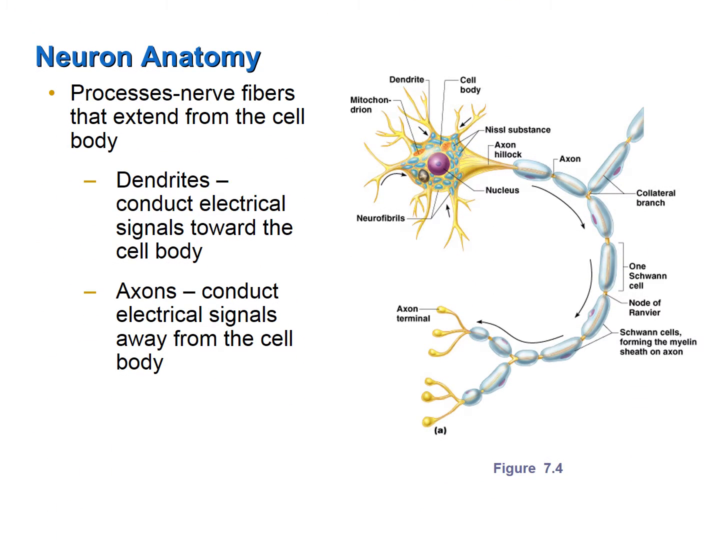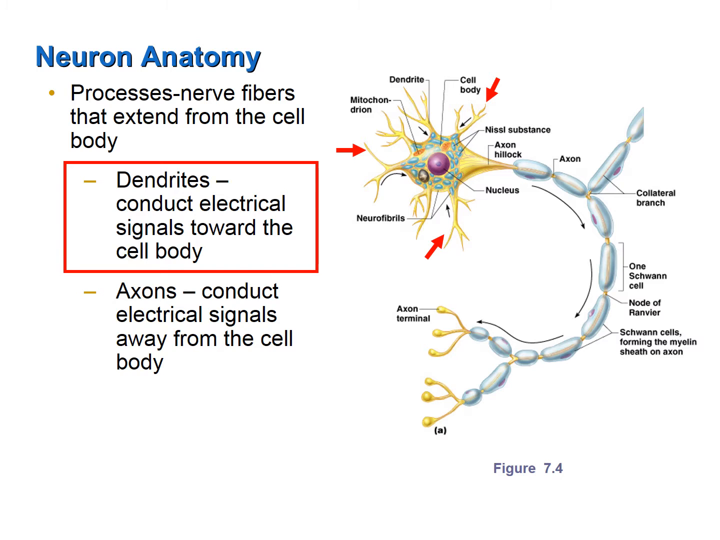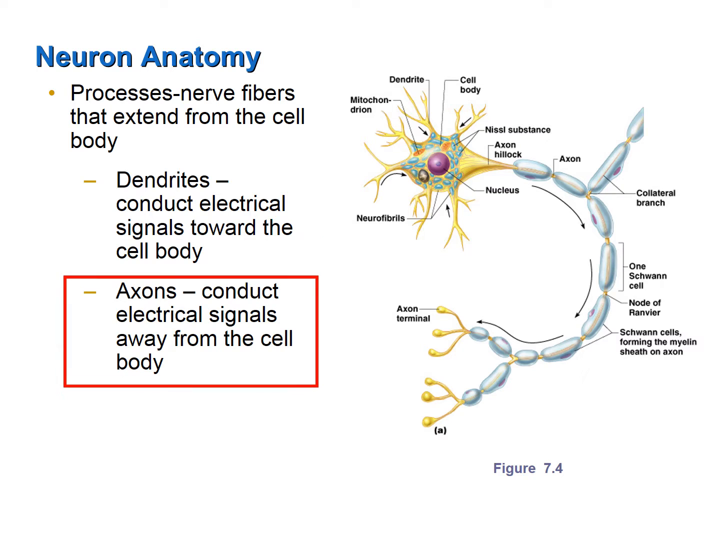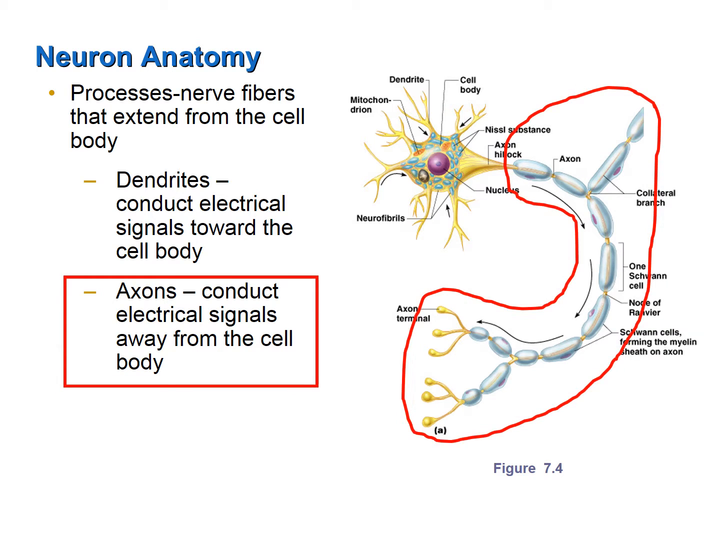Now that we have discussed the cell body, let's now turn our attention to the processes. Again, processes are nerve fibers that extend from the cell body. Dendrites are processes that detect stimuli or changes, and in response to the stimuli, conduct electrical signals toward the cell body. Axons are much longer processes that conduct electrical signals away from the cell body.